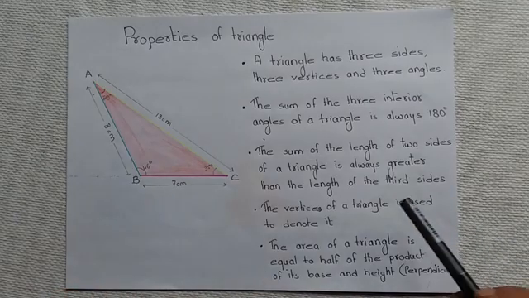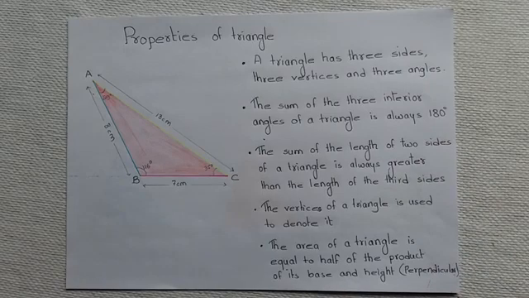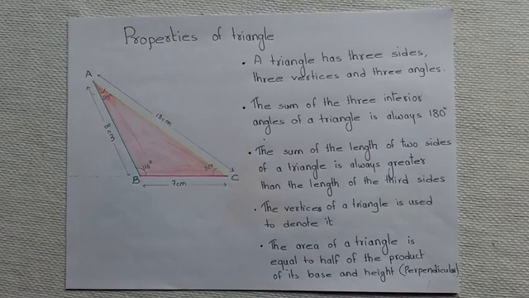So the sum of the lengths of two sides of a triangle is always greater than the length of the third side. If it is not so, then you cannot form a triangle. To form a triangle, the sum of two sides of the triangle should always be greater than the third side.